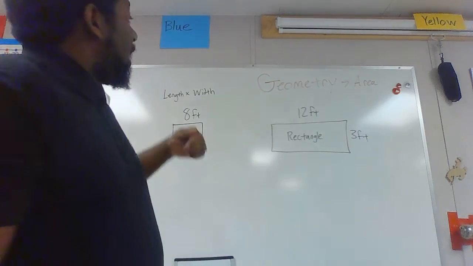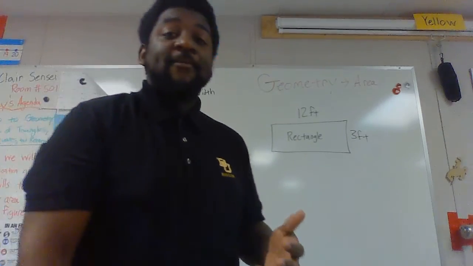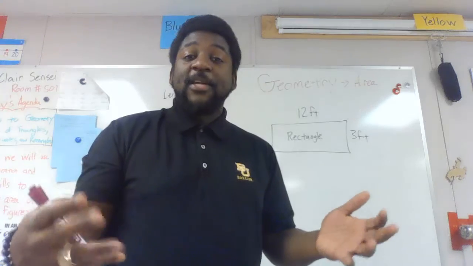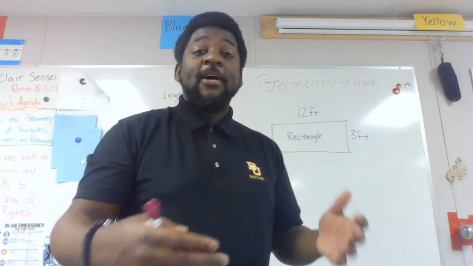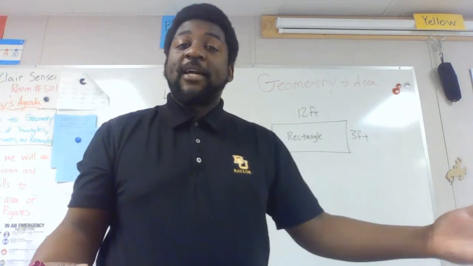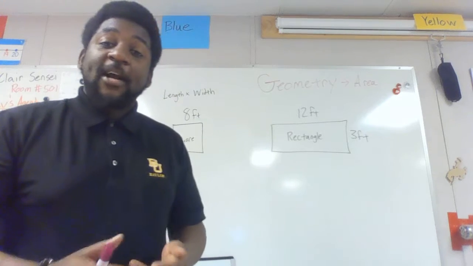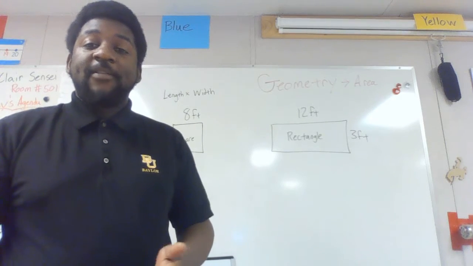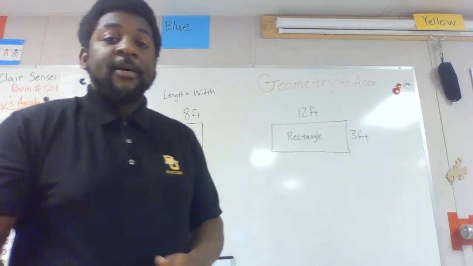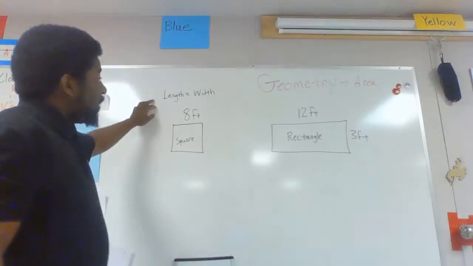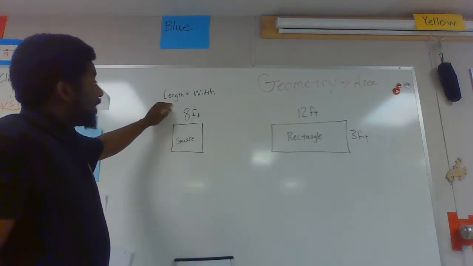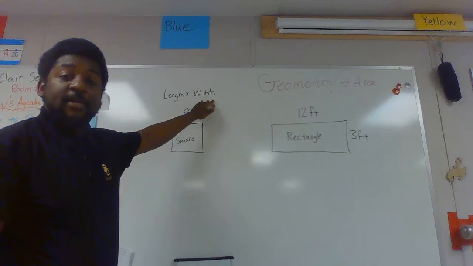Area of squares and rectangles are exactly the same formula. A formula is something that you use to actually calculate the area or calculate whatever thing we're trying to calculate. Today we're going to be using area formulas because we're finding the area of different shapes. To find the area of a square, you multiply the length times the width.